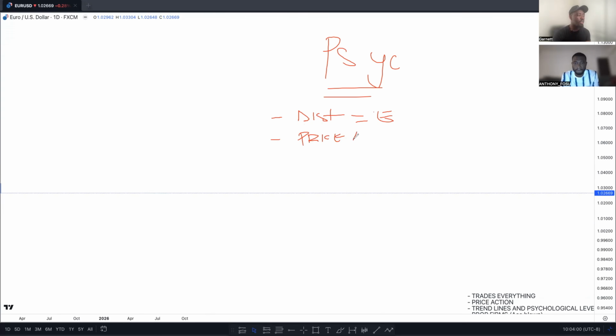You need some price action between your psychological levels, correct? So I'm going to show you this. You need some price action between your psychological levels. The distance between the psychological levels has to be equal. So once you have this basic concept, this foundation block, it becomes easy.